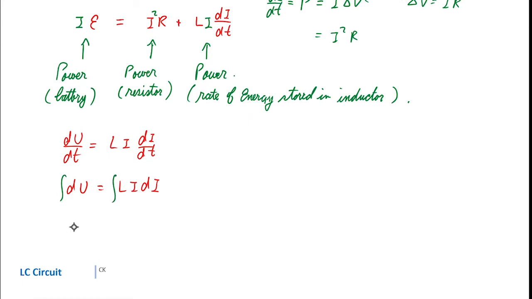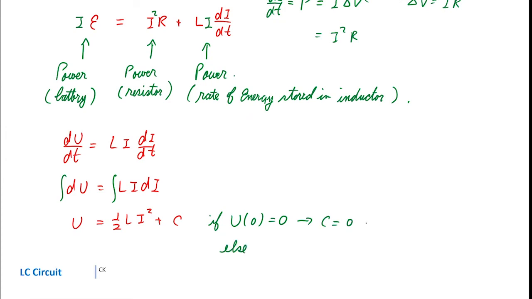Good. So this thing becomes u, and this thing becomes 1/2 Li squared, and therefore 1/2 plus c. You with me? Okay, now, initial condition: if at the starting point nothing was on the circuit, so the initial potential energy is equal to zero, then this side becomes zero, and then current was zero at the beginning, so that tells you C is equal to zero, right?